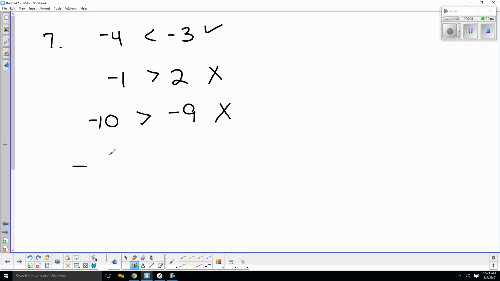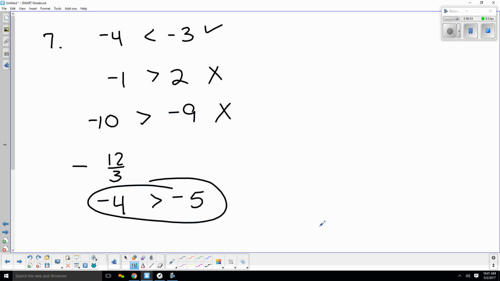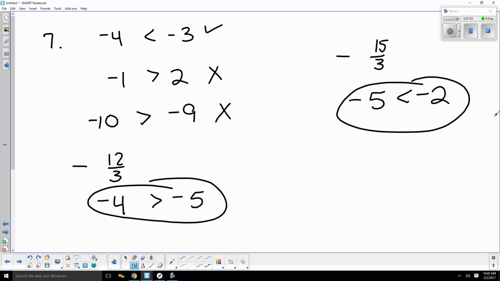Now, the next 3 I really don't like, because we haven't really talked about dividing negative numbers, but how they wrote it, we could say 12 divided by 3 is 4, so we know this number now is negative 4 is greater than negative 5. Okay, that is a true statement, because negative 4 is to the right of negative 5. If you have 15 over 3, that would be dividing, so that would be negative 5 is less than negative 2. That is also a true statement, because negative 5 is to the left of negative 2 on a number line.